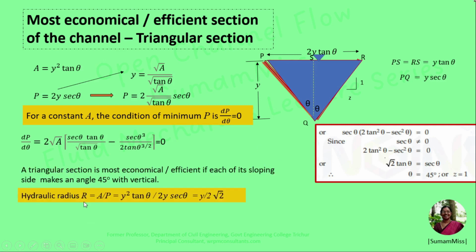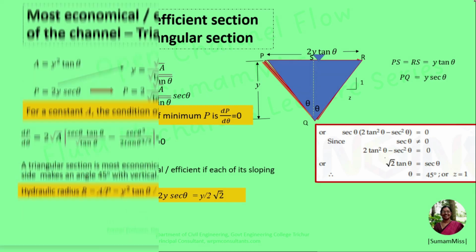Hydraulic radius r also we can calculate: r equal to a by p, that is y square tan theta divided by 2y sec theta. So if we substitute the value of theta as 45 degree, then hydraulic radius r equal to y divided by 2 root 2. So this is the condition for the most economical or efficient section of the channel.